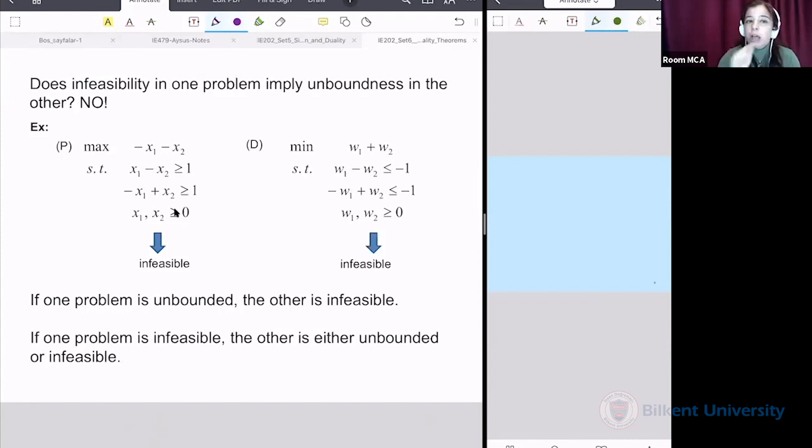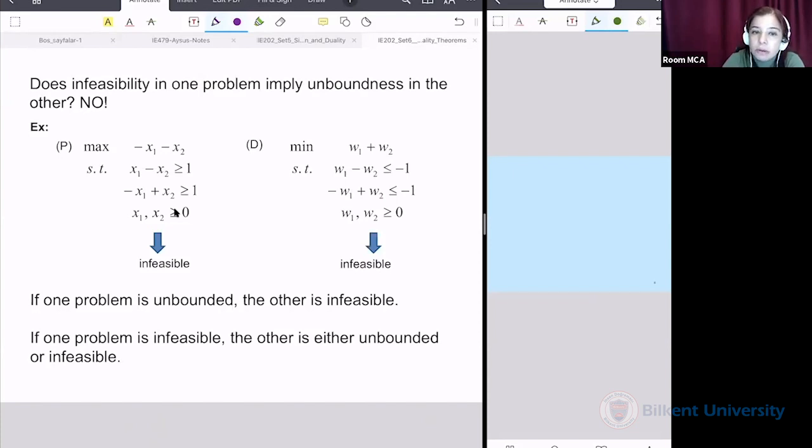Now, be careful. I do not have a proof here because there is a claim and I'm just disproving the claim by a counterexample. We can do this. The claim is that infeasibility of one problem implies unboundedness in the other. No, here is the example. Infeasibility in the primal. Look at the dual. The dual is also infeasible.